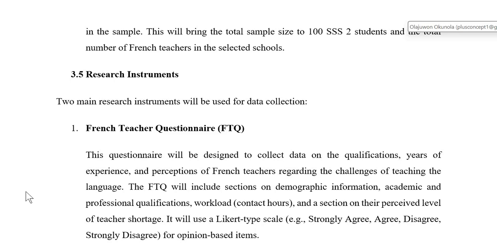This is one of the important aspects of your methodology. Which instrument do you intend to use? Are we talking about a questionnaire? Are we talking about observation? Are we talking about an interview? This is where you are going to state it.